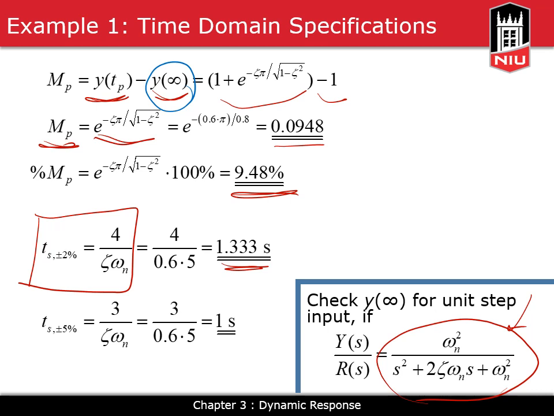If, for example, we wanted to find the settling time with 5% tolerance level, we would use the 3 over zeta omega n formula. It will give us a smaller value. Obviously, if you increase the tolerance level, the settling time will get smaller because it will take less time for the response to reach that larger tolerance level around the final value and stay within there.